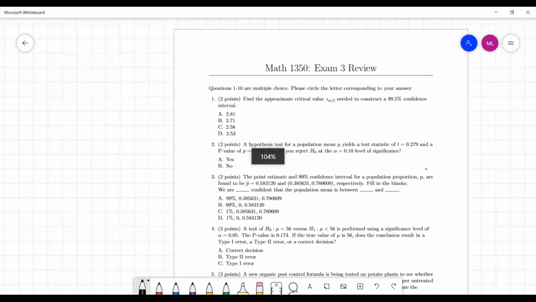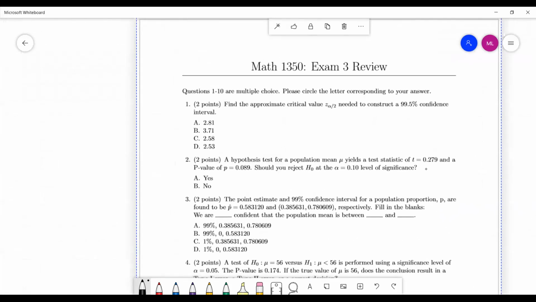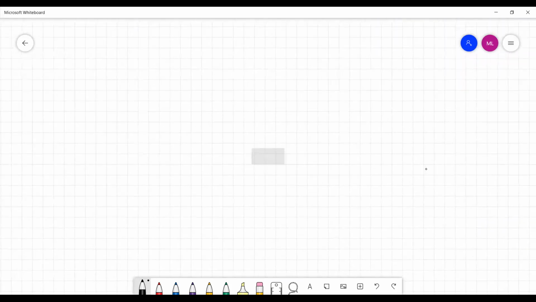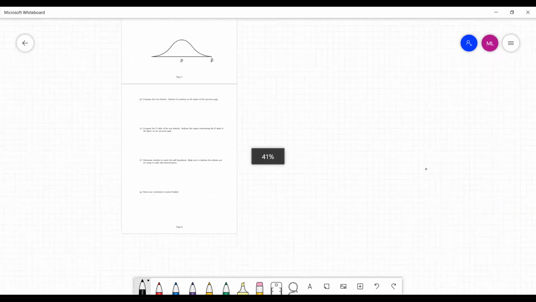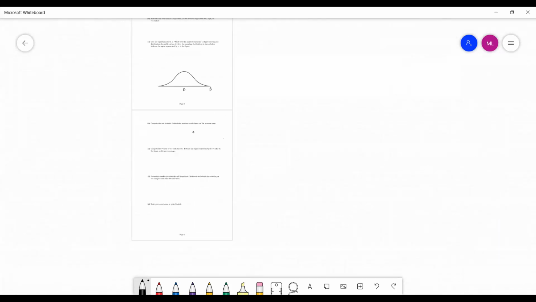So, geez Louise. I think what's going on is my pages didn't get locked. Let me just zoom out and try to lock all these pages. I don't know what's going on here.